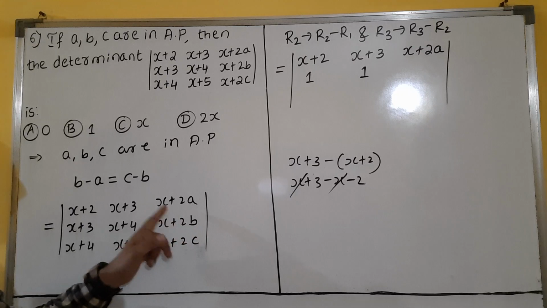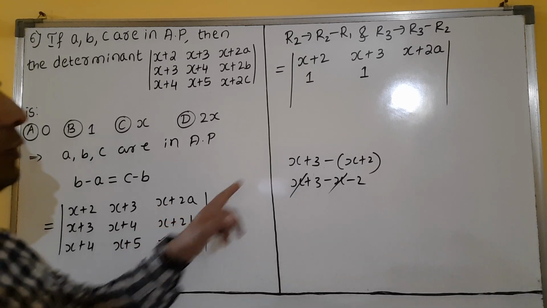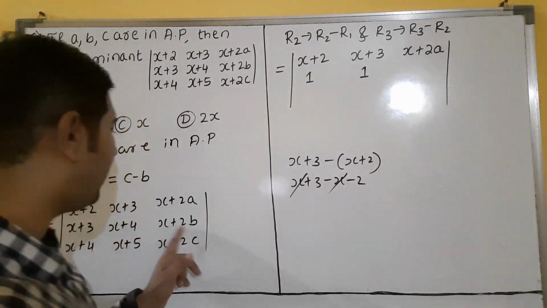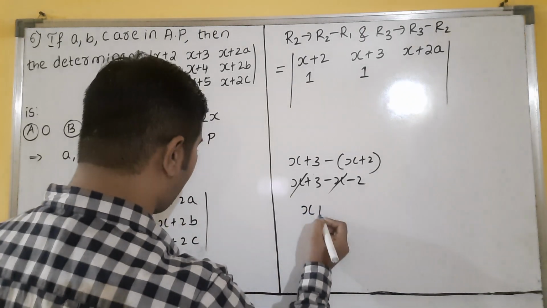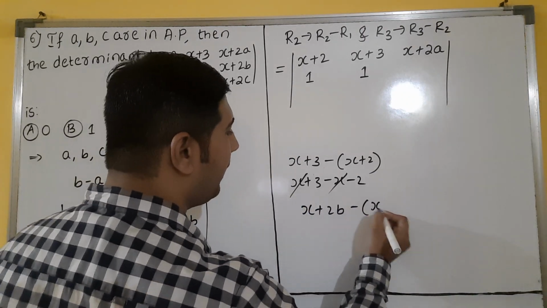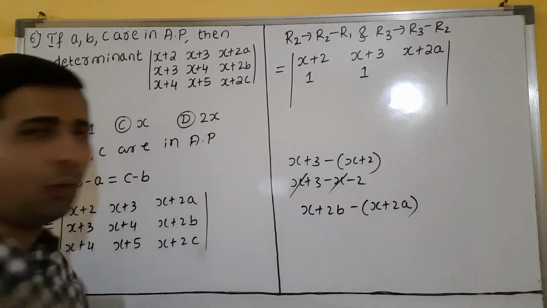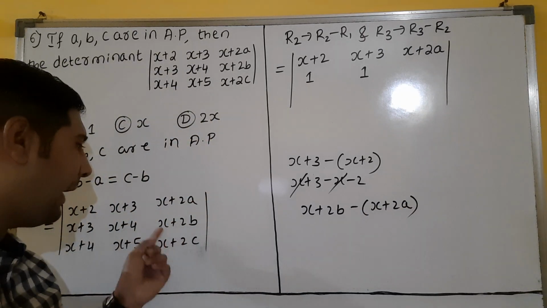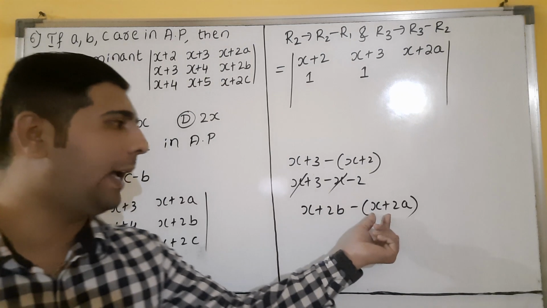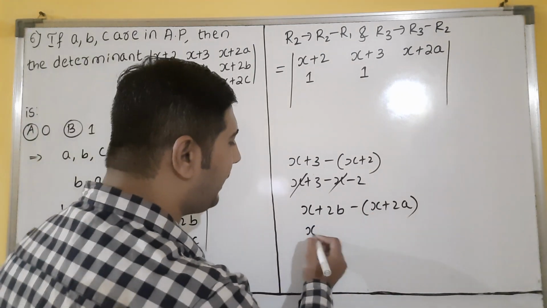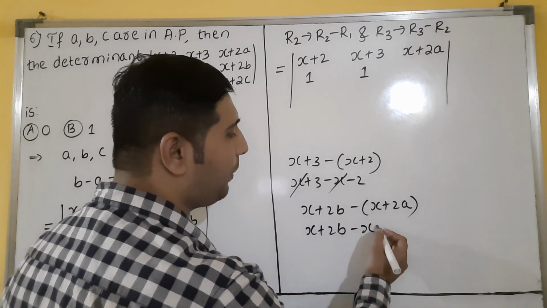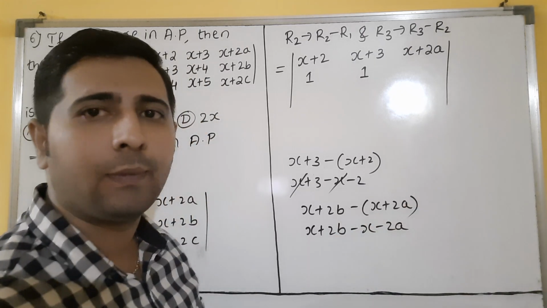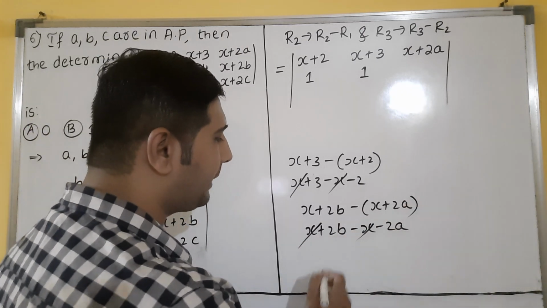So X plus 2b minus X plus 2a. R2 is X plus 2b, R1 is X plus 2a. Now you simplify this. X plus 2b, minus into X is minus X, minus into plus is minus 2a. Correct? Plus X minus X get cancelled.